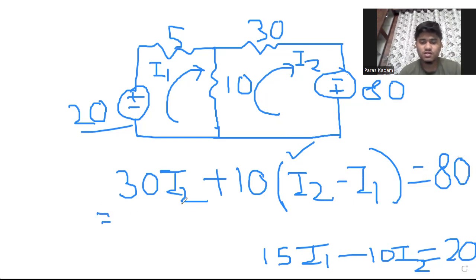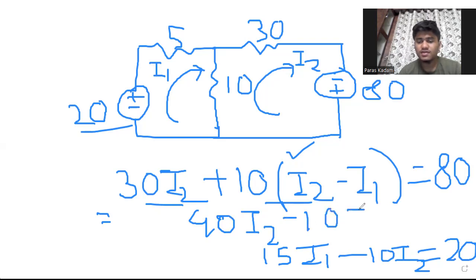Now we will further solve. It will be 30 I2 plus 10 I2, that is 40 I2, and this 10 will get multiplied to I1, so it will become minus 10 I1, equal to 80. So we got our two equations.